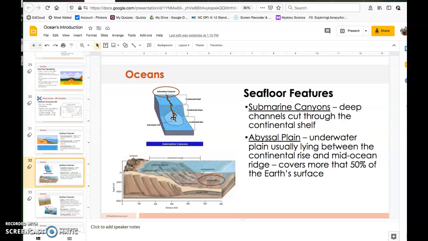And then we have what we call an abyssal plain. Think of like abyss, like a deep, dark pit. Underwater plain usually lying between the continental rise and the mid-ocean ridge. This covers more than 50% of the Earth's surface. So this plain right here is mostly what the ocean looks like underwater, very flat.